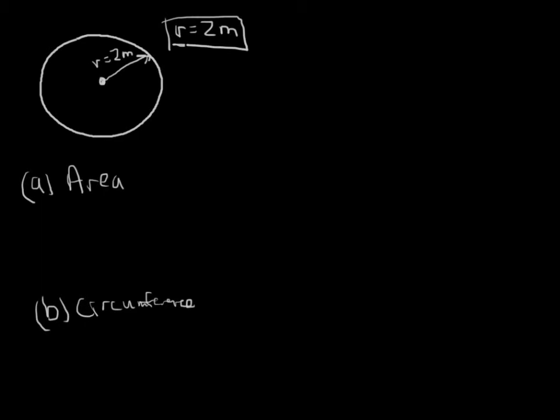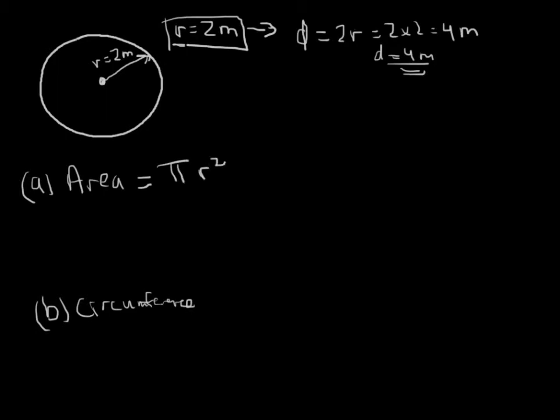So first, if you want to switch to diameter, you know that diameter is just 2 times radius, so it's 2 times 2, so it's 4 meters. And then using this, you can use the alternate expressions for area and circumference of a circle. But for now, we'll just stick with radius. So what is the area of a circle?